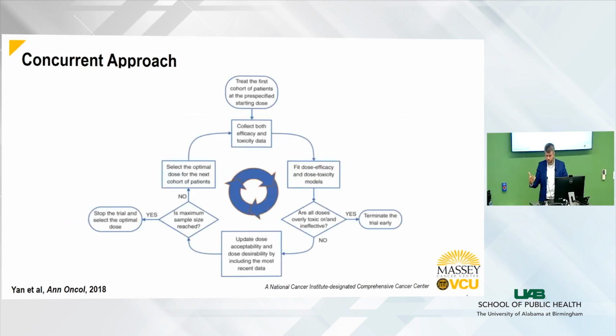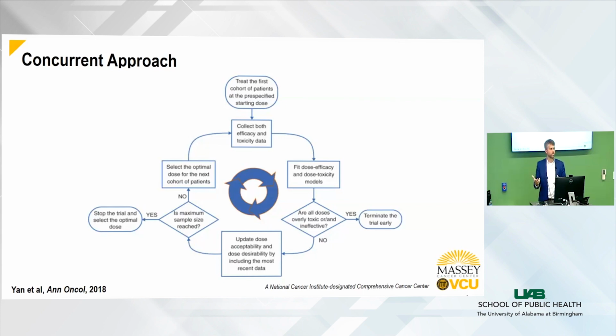Now we're going to talk about a more concurrent or simultaneous approach in which we're using the toxicity and efficacy data when we have it to make dose assignments based on both of those endpoints. So this has a flow that is to treat the first cohort of patients at some pre-specified starting dose, collect both efficacy and toxicity data, fit dose efficacy and dose toxicity models, and then ask: are all doses deemed to be ineffective? Then we would stop. If they're all deemed to be too toxic, then we would stop.